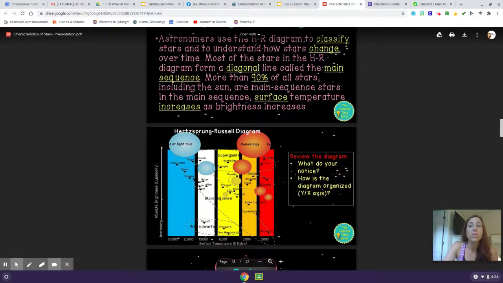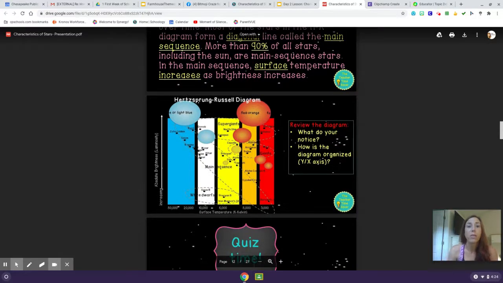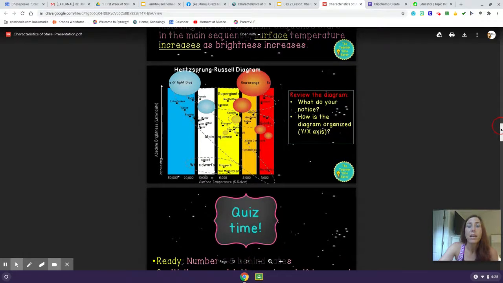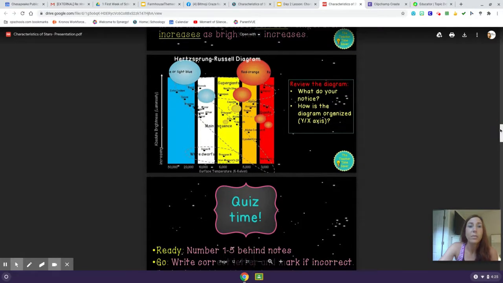But there are stars that fall outside of that category, as you can see, if we look at it a little bit closer. So I would like you guys to look at the Hertzsprung-Russell diagram and notice this is the main sequence, which is where most of the stars fall. Now, the one thing to take note of here, if you can see it, is that the x-axis and the y-axis are a little bit different than what you would normally see on a graph.